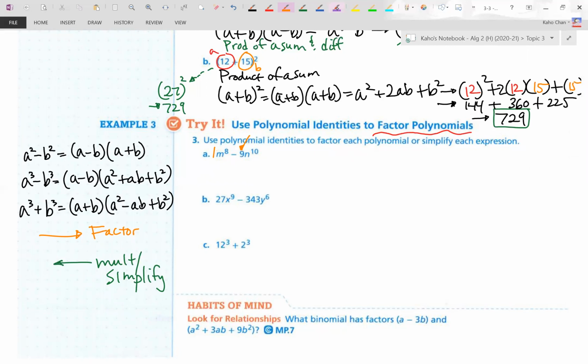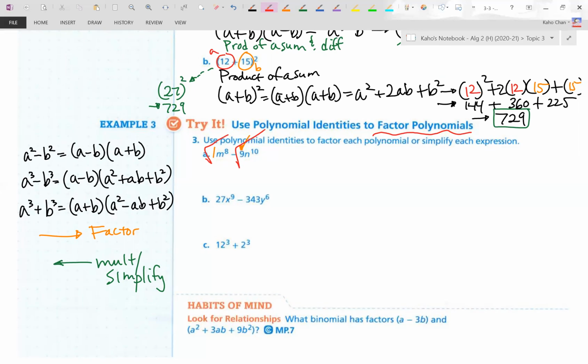So let's think about this for a second. m to the 8th is square rootable. When it comes to powers, the square root of m to the 8th is not square root the number 8. You take half of that. Half of m to the 8th is m to the 4th. This is a perfect square. It works. 9n to the 10th, you can take the square root of it because half of 10 is 5. Those are perfect squares right there. Let me show you in a second, okay?